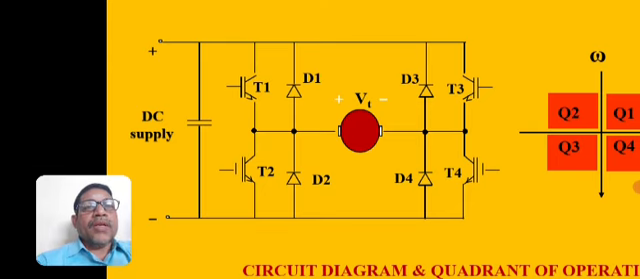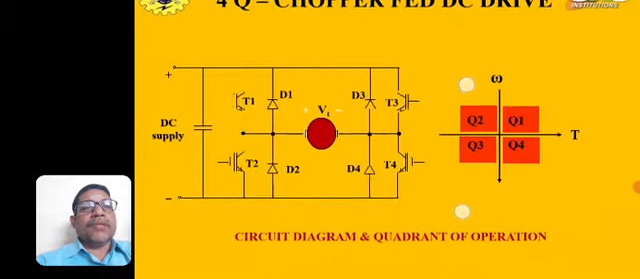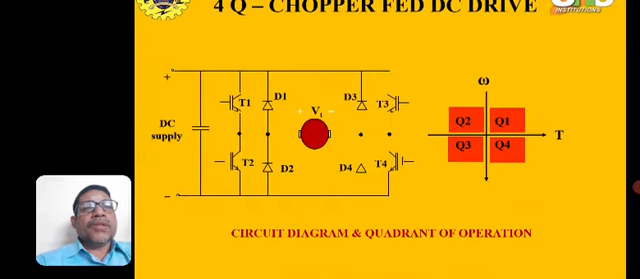The field winding is given an uncontrolled DC supply, whereas a controlled DC supply is given to the armature. Therefore, it is a DC to DC converter. A chopper is nothing but a DC to DC converter, that is, uncontrolled DC to controlled DC supply. It is a four quadrant operation.